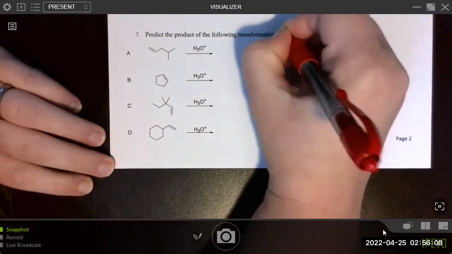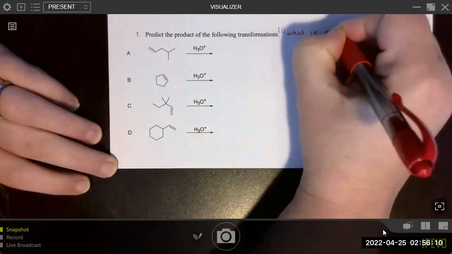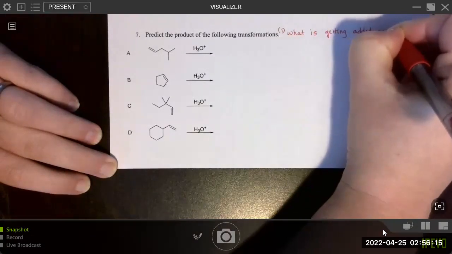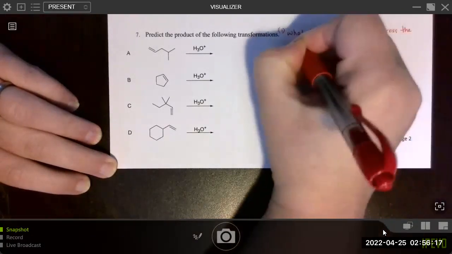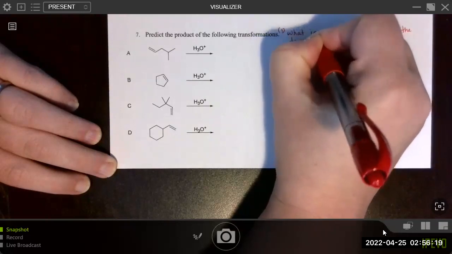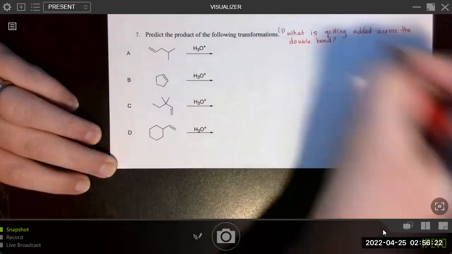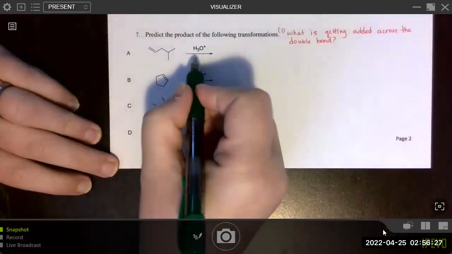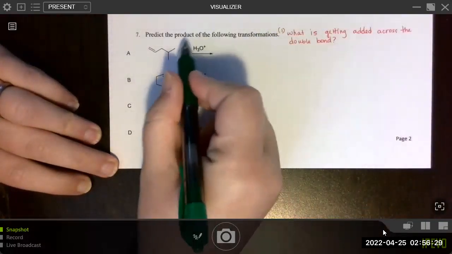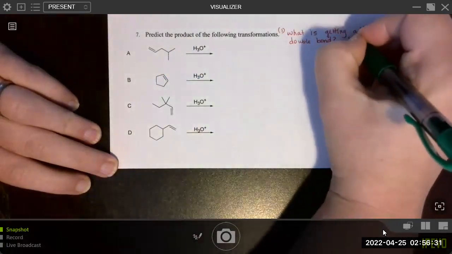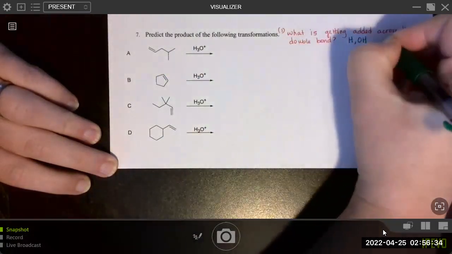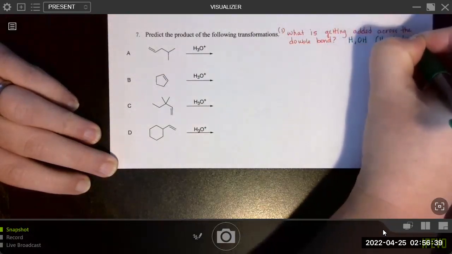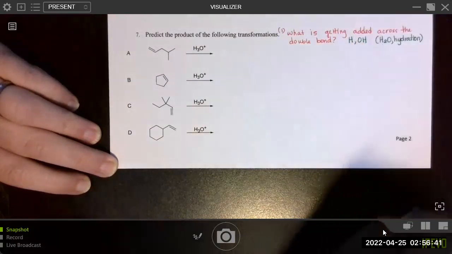So the first question, what is getting added across the double bond? And the answer to that is when you see H3O+ or H2SO4, the answer is H and OH, which overall is water, which is why we call this a hydration reaction.